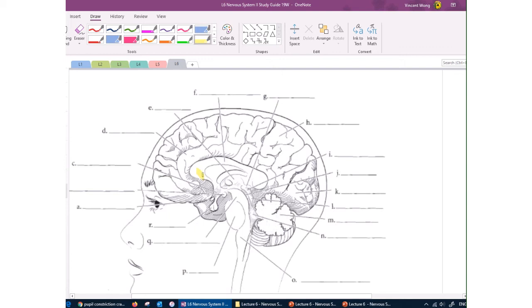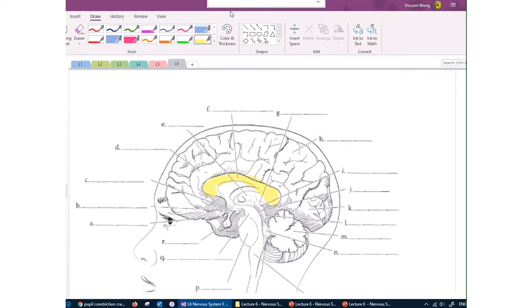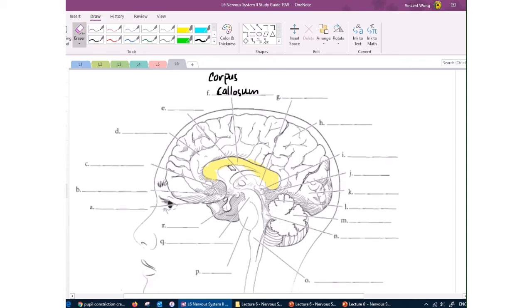So here, the easiest thing to identify in a cross section of a brain would be the corpus callosum. Okay, corpus callosum. It is white matter, and it allows the two halves of the hemisphere to communicate with each other. Over here, below the corpus callosum, would be the lateral ventricle. There's no label for it, so I'm just going to put it right there.